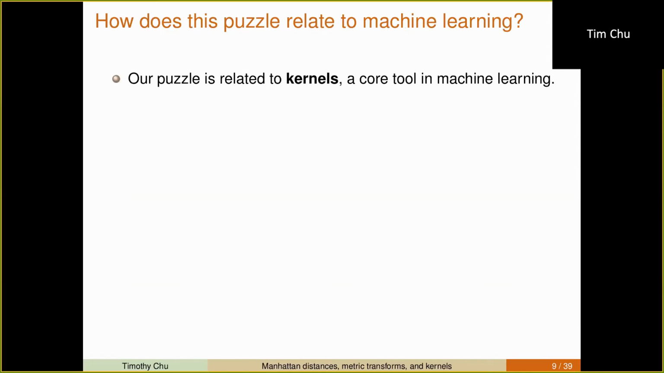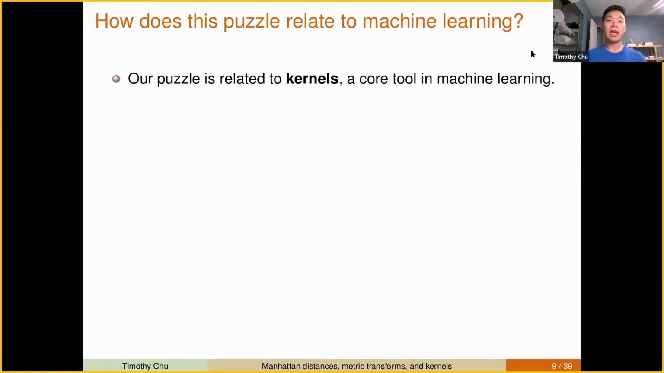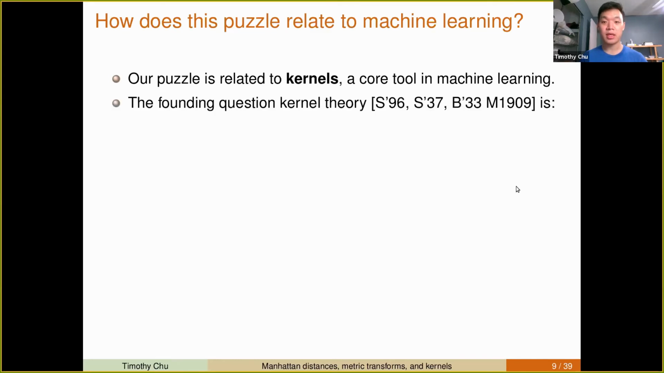Now, I should say one brief other large application. How does our puzzle, on x to the 1/2, relate to machine learning? It turns out there's actually a very deep connection between this kind of topic and machine learning. Our puzzle is deeply related to something called kernels, positive definite kernels, which is one of the core tools in machine learning. It was introduced by Smola in 1996, and it's been cited over 10,000 times since. It's actually deep in the loop of a lot of even modern neural networks. But what kernels are is not so important.